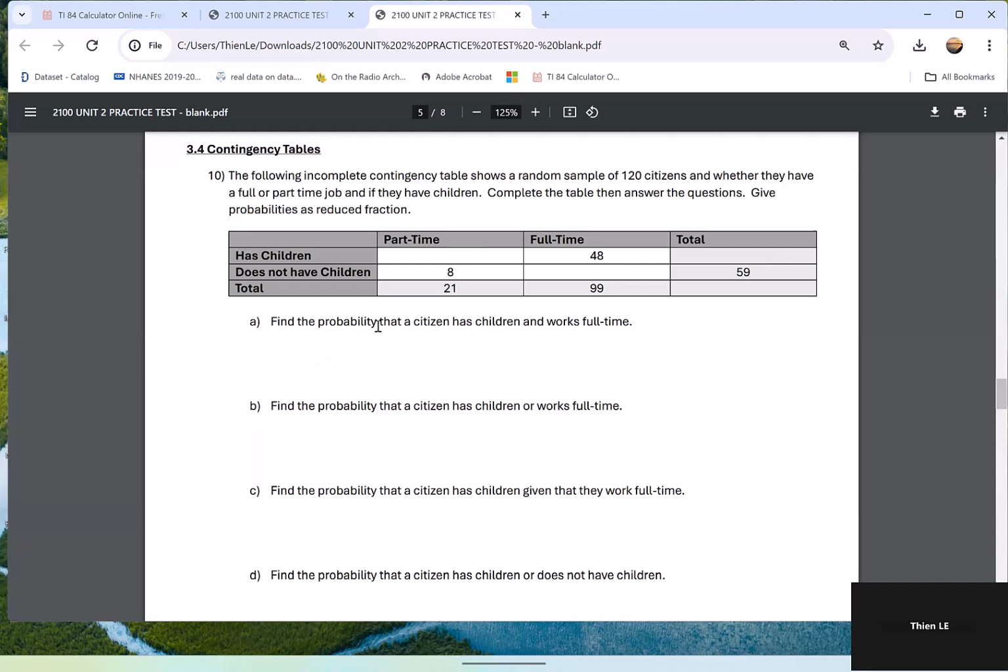Find the probability a citizen has children and works full time. So a citizen who has children and works full time, which is the cell we need to look at, 48. So 48 divided by the total, which is 120.